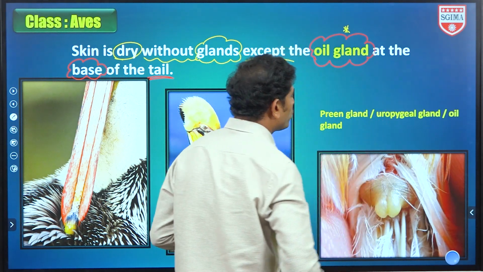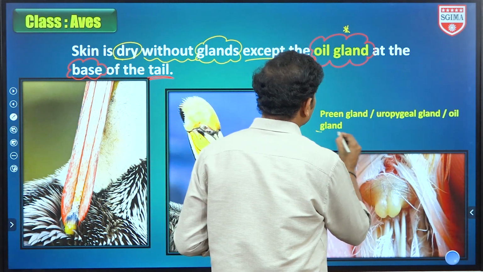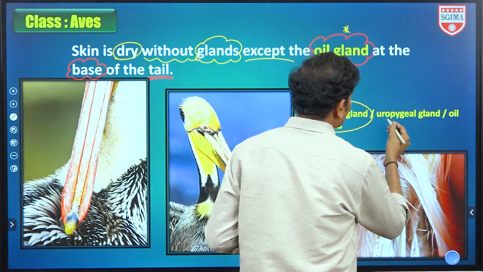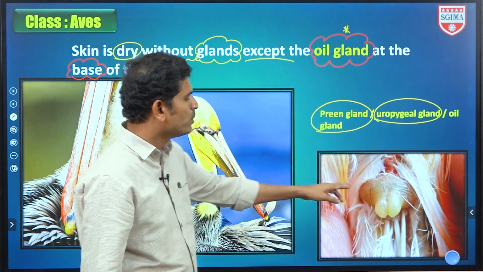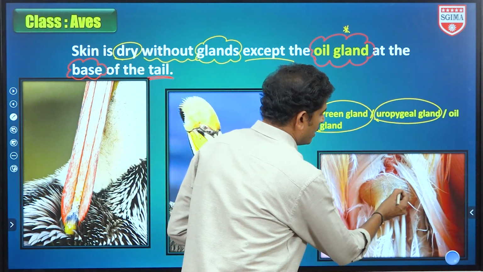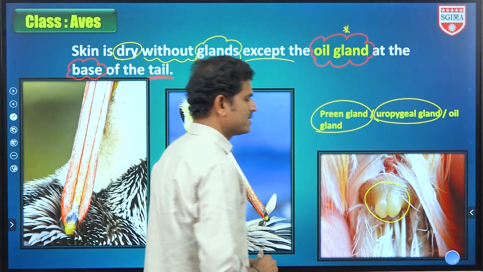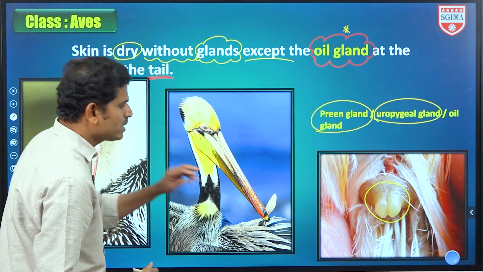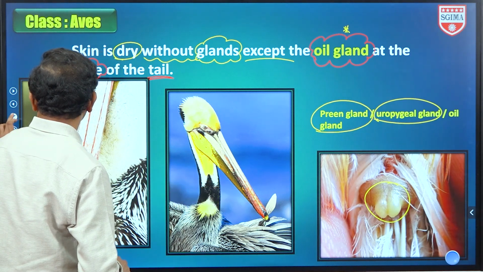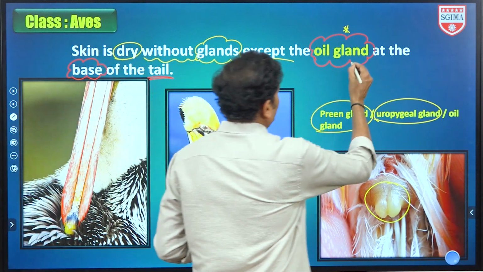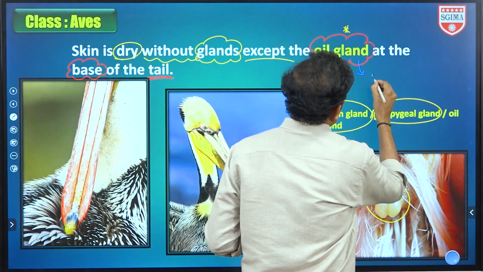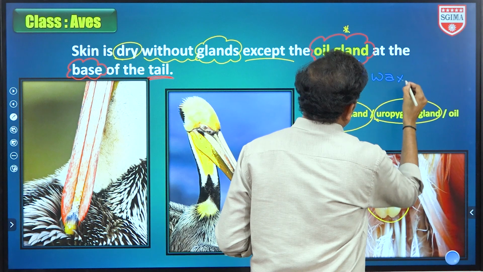What is this oil gland called? It is called the preen gland. Next, it is also called the uropygial gland. Preen gland or uropygial gland. From this gland, a wax-like matter is secreted. Wax-like matter, wax matter. So from this one, a wax-like matter is secreted.